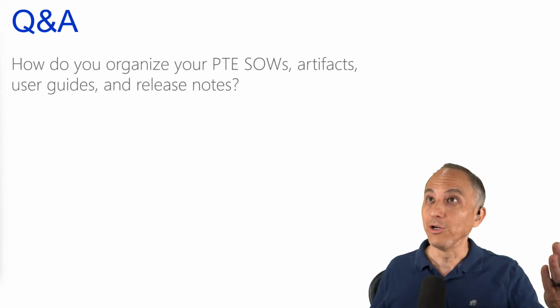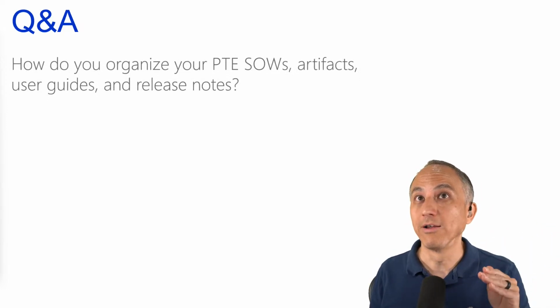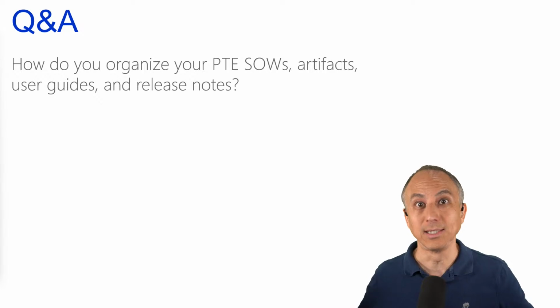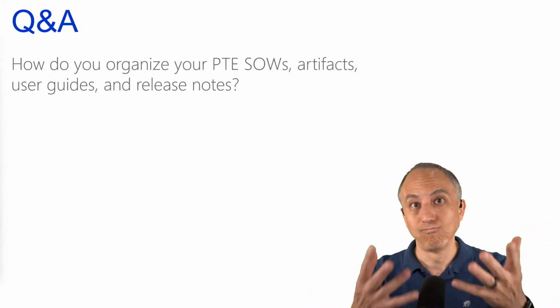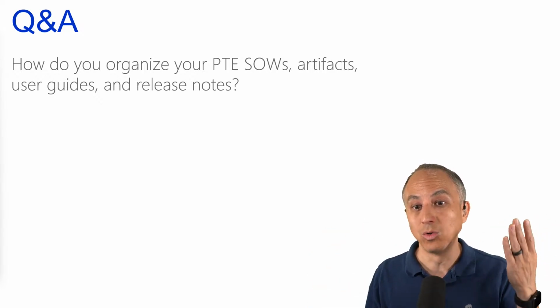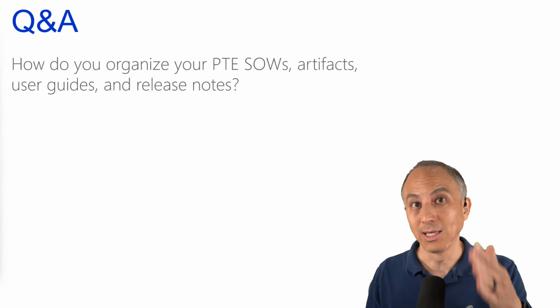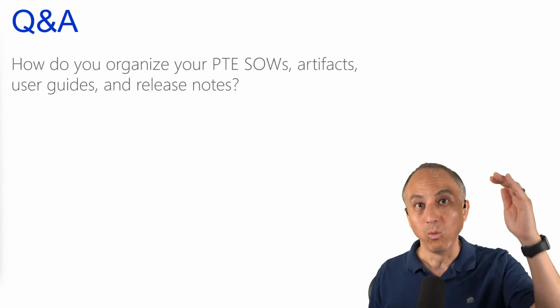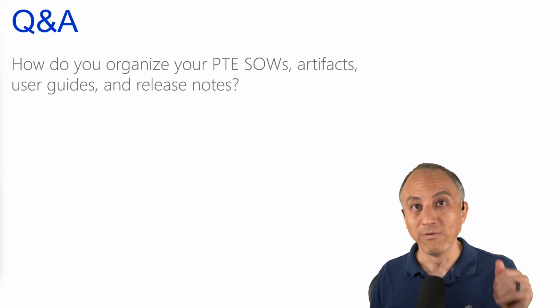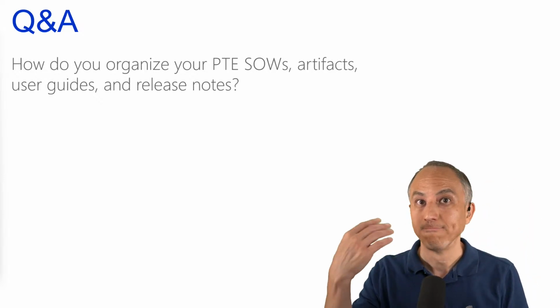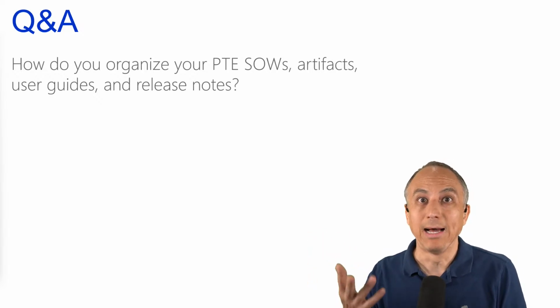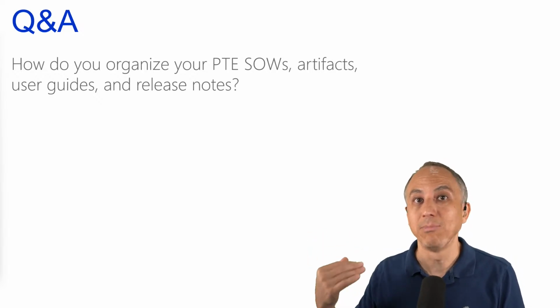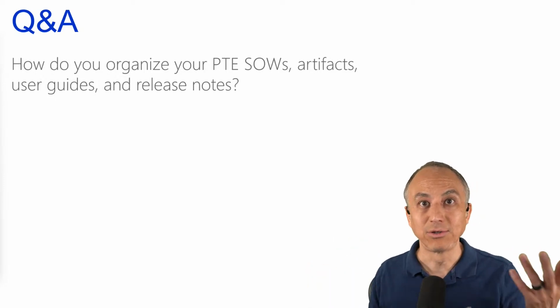So, some questions for you all. How do you organize your PTEs, SOWs, artifacts, user guides, and release notes? Seriously, how do you herd those cats? How do you organize this so when your functional consultant gets a support call or talks to a customer, they can quickly and easily look up which PTEs this customer has? What version are they on? Where's the user guide? I don't want them having to constantly ask me, ask our developer, or dig through OneDrive, whatever.